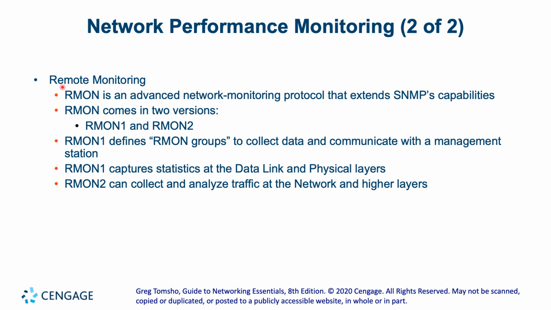RMON is an advanced network monitoring protocol that extends SNMP. There are two different versions. RMON 1 defines groups. RMON 2 can collect and analyze traffic at the network layer and higher. So RMON 1 looks at data link and physical. RMON 2 can look at all the layers of the OSI model.